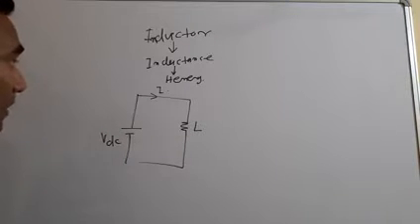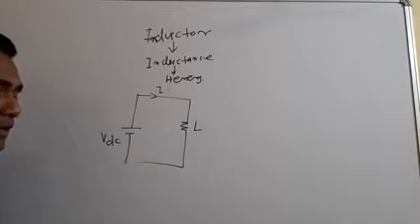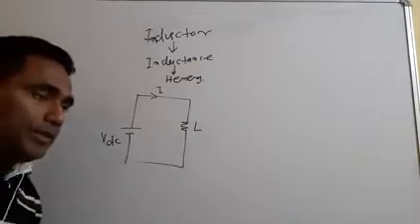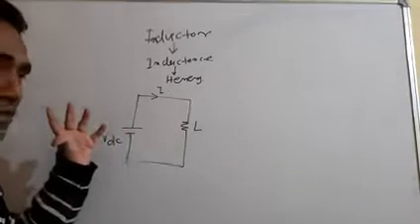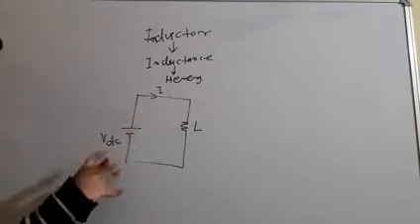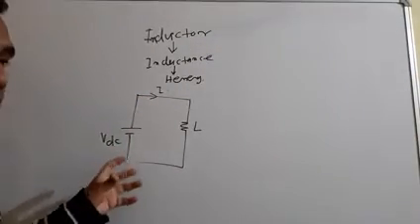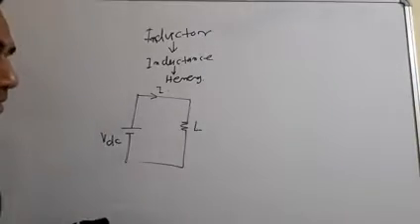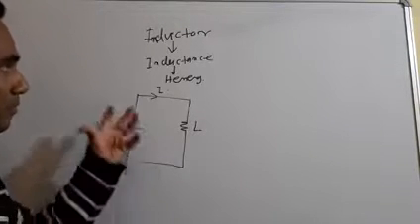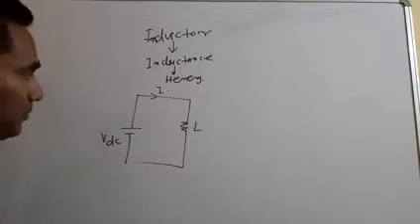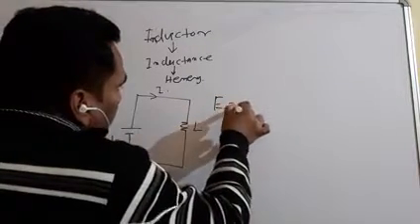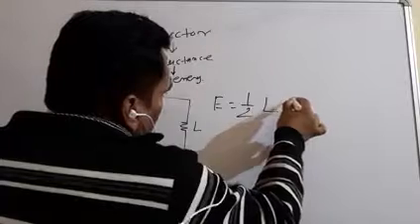Then for the inductance, first of all we want to know what an inductor is. An inductor is an electrical element that stores electrical energy in a magnetic form. But what is a capacitor? A capacitor stores electrical energy in a static form. Both are energy storage devices, but a capacitor stores the energy in a static form, while an inductor stores the energy in a magnetic form. How much energy will it store? It will store energy of half L I square.